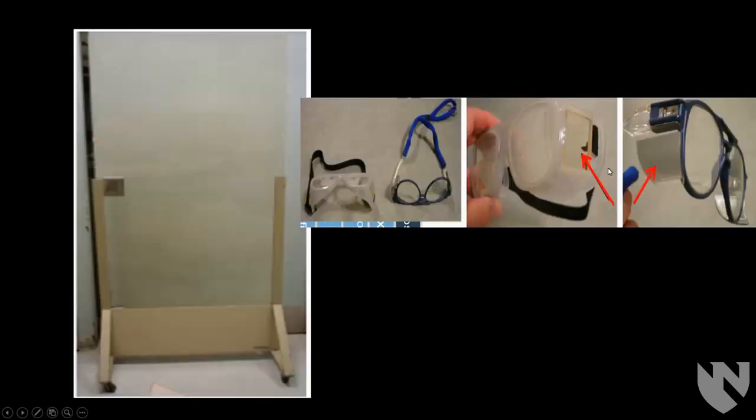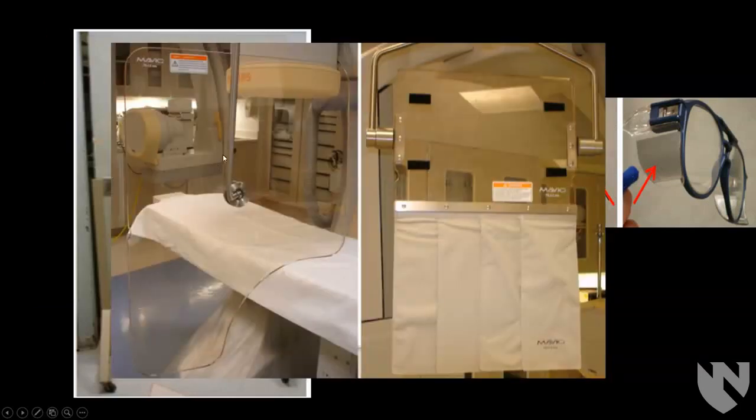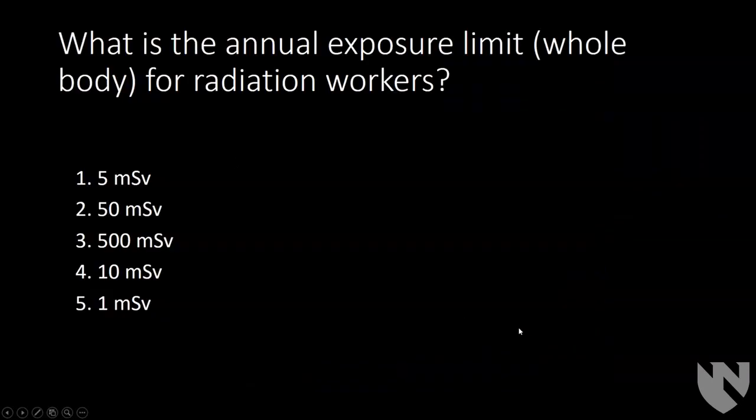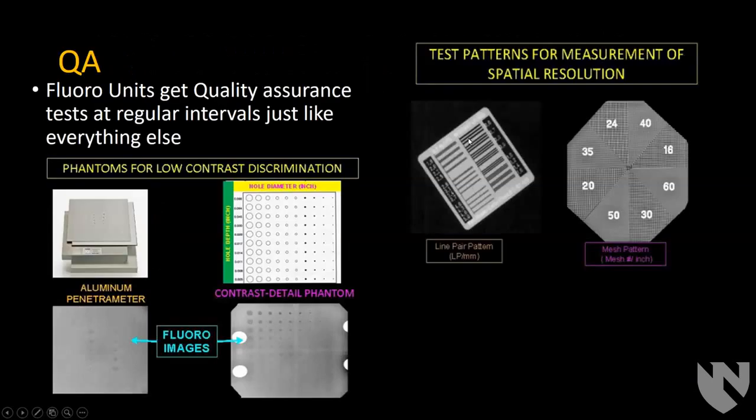So just examples of leaded glasses and leaded shields that are hanging from the ceiling that you can use in IR, so you can still see the patient, you can still see what you're doing, but get it out of the way. So what's the annual radiation exposure limit, whole body exposure limit for radiation workers? I'll pause this and let you think about it. Okay, so the answer was 50 there.